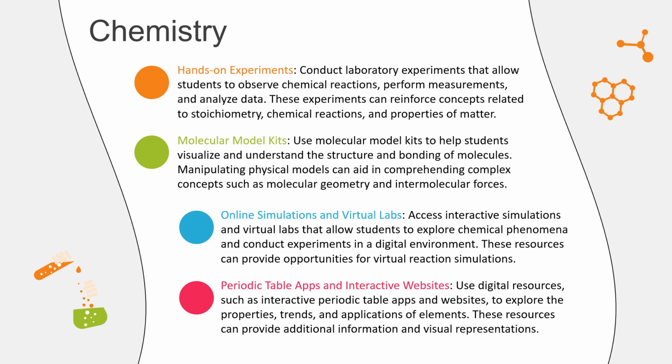Online simulations and virtual labs. Access interactive simulations and virtual labs that allow students to explore chemical phenomena and conduct experiments in a digital environment. These resources can provide opportunities for virtual reaction simulations and data analysis. Periodic table apps and interactive websites. Use digital resources such as interactive periodic table apps and websites to explore the properties, trends, and applications of elements. These resources can provide additional information and visual representations of the periodic table.